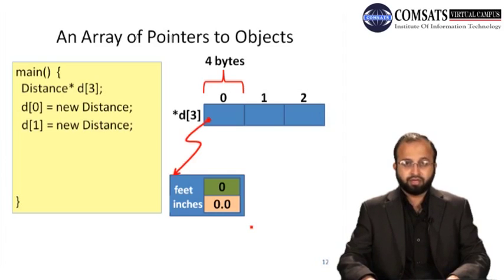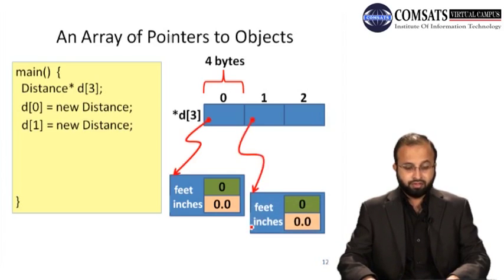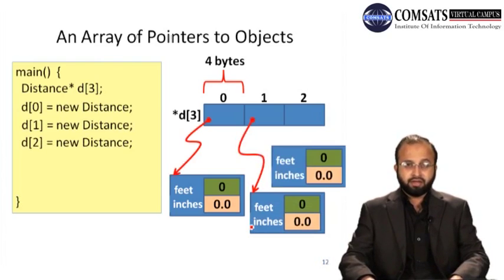An array of pointers to object. So consider this example. We declare an array D which can contain 3 elements of distance type. ठीक है. Now this is an array of pointers. So इसमें हर element जो है एक memory location पर point करेगा and उस memory location पर जो object हमारे पास store है that is of distance class.